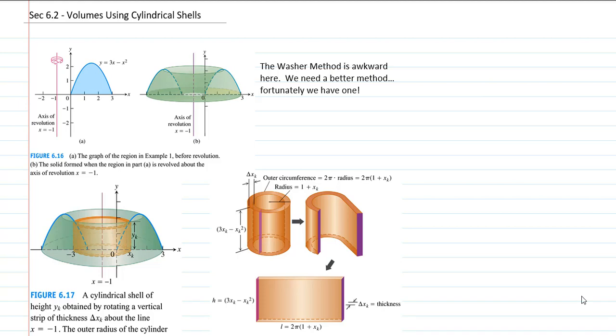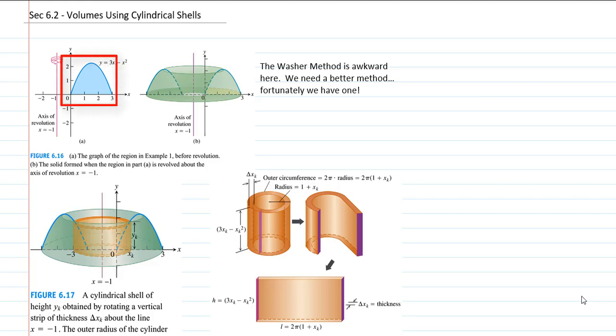Section 6.2 is volumes using cylindrical shells. This is similar to what we did in section 6.1 in that it's still going to be a solid of revolution. We're going to be finding the volume of a solid shape that we revolve around an axis. But it's going to be different in that the shape that we develop is not going to be a wheel or a donut shape. It's going to be a cylindrical shell.